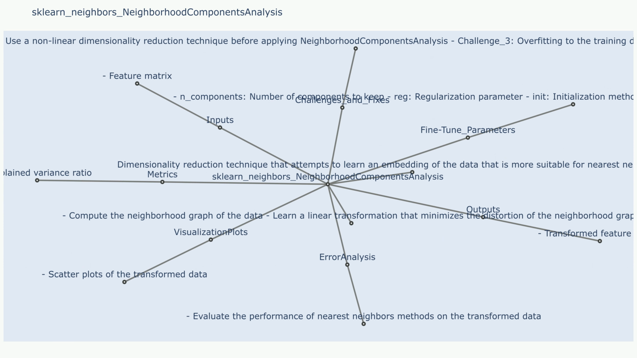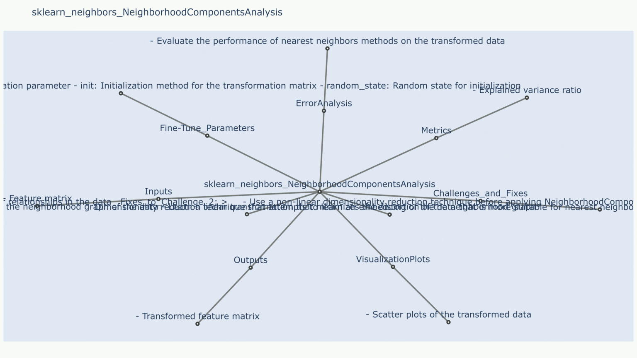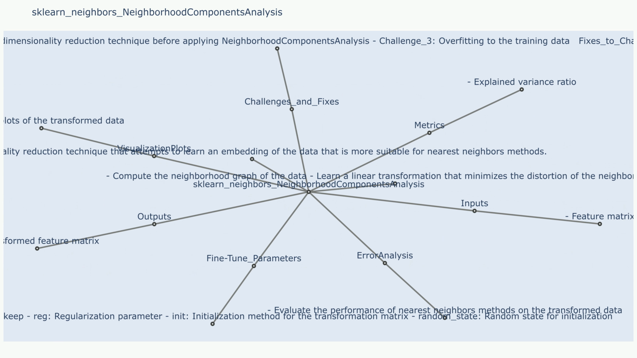Steps: the algorithm first constructs a neighborhood graph where each data point is connected to its k nearest neighbors. It then learns a projection matrix that minimizes the distortion of this neighborhood structure. This is achieved by finding a projection that minimizes the difference between the distances in the original high dimensional space and the distances in the projected lower dimensional space.